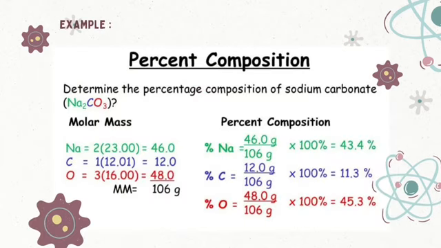For example, determine the percentage composition of sodium carbonate. First, we need to figure out the total weight of the entire compound, which is 106 grams for sodium carbonate. Next, we need to measure the weight of each element. We get sodium weighing 46 grams, carbon weighing 12 grams, and oxygen weighing 48 grams. Finally, divide each element's weight by the total compound weight to get the percentage for that element. It basically shows how much of the compound is sodium, how much is carbon, and how much is oxygen.